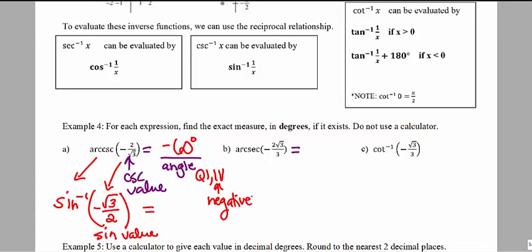Okay, for part B, we're looking for the arc secant of -2 times the square root of 3 divided by 3. So we're looking for an angle, and the angle that we're looking for has to come from the same two quadrants that cosine comes from, which would be quadrants 1 and quadrant 2.